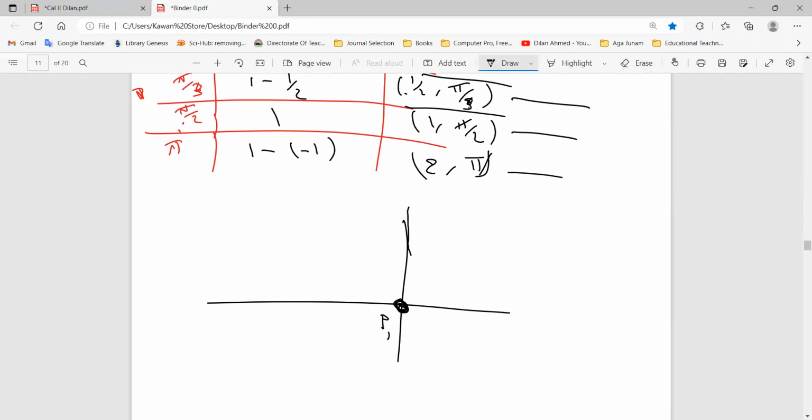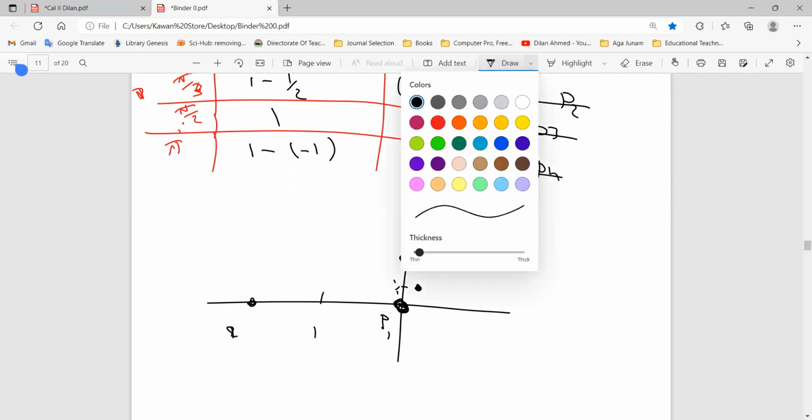Let's call them P1, P2, P3, P4, like that. So here I am. Am I right? Let that one be 1 over 2. How about P3? Here I am, 1 and pi over 2. How about P4? Here I am, 1, 2. So I'm going to sketch the graph like that.